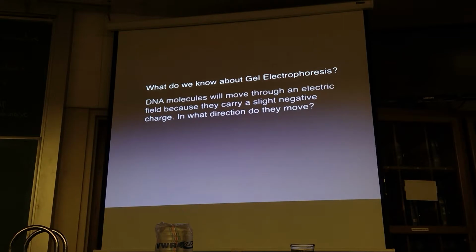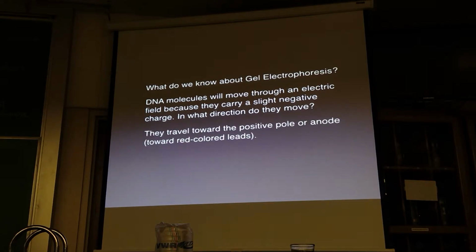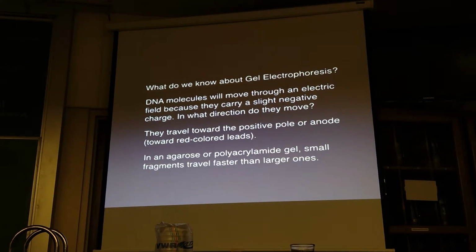So what do we know about the process? Well, the DNA molecules will move through an electric field because they carry a slight negative charge. So these are the kinds of things that I get asked questions about on Lab Exam 2. What kind of a charge does DNA have? It has a negative charge, so it will travel toward what pole? The positive pole, which is called the anode. On the boxes, it's the red colored lead. Sometimes they're on the right, sometimes they're on the left, but they're always red colored. The positive poles are always red, the other ones are black.